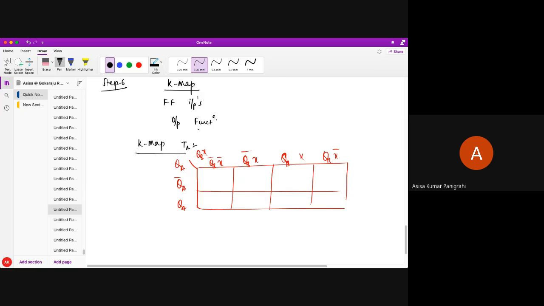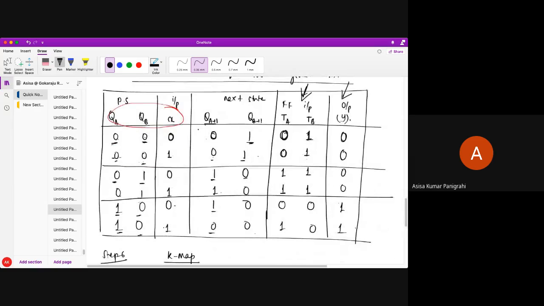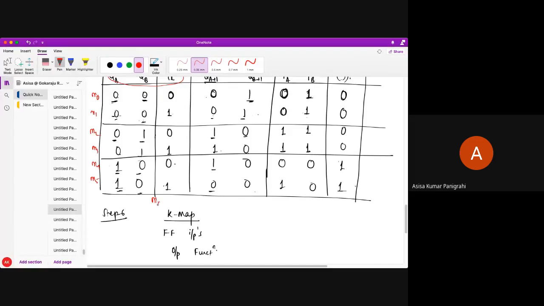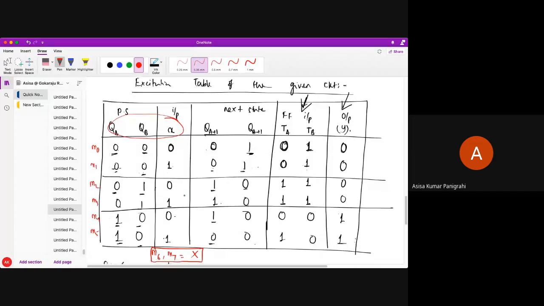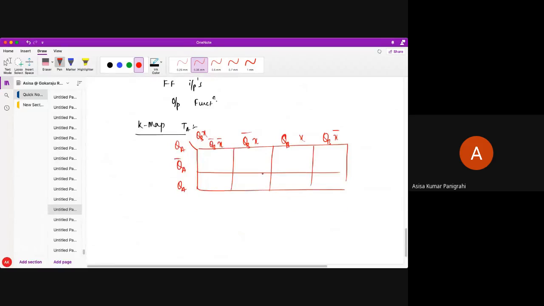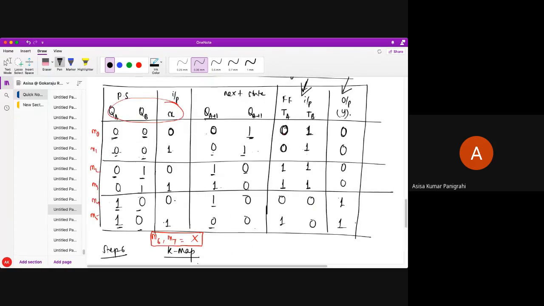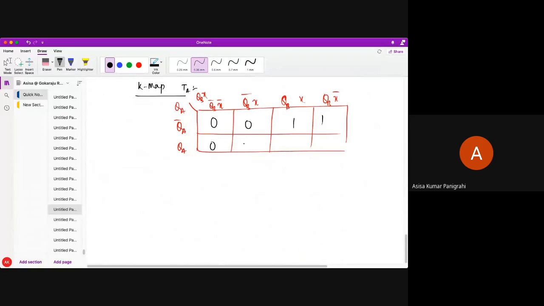Okay, and we know what those minterms are. You can see this is my minterm 0, minterm 1, minterm 2, minterm 3, minterm 4, minterm 5. And what are minterm 6 and 7? Minterm 6 and minterm 7 are don't cares. Remember, in the K-map, you need to put don't care for minterm 6 and 7. So here you can see TA: 0011, next 0101, and the other two are don't care. Simple.